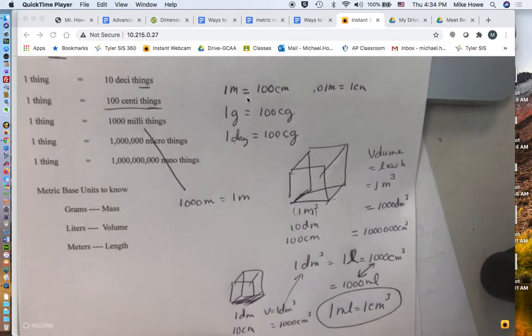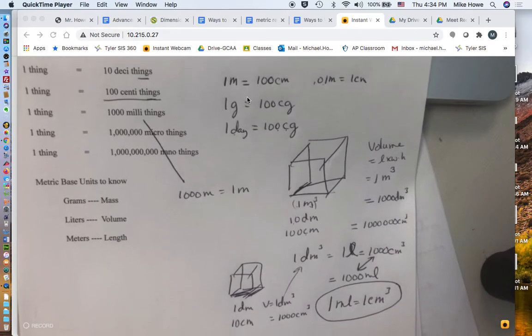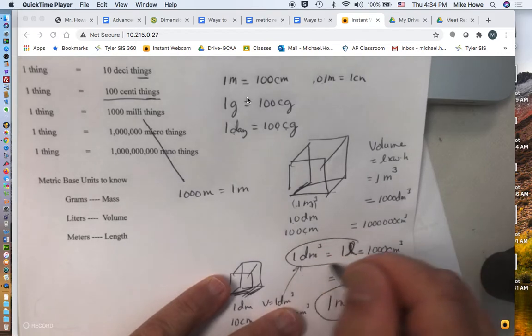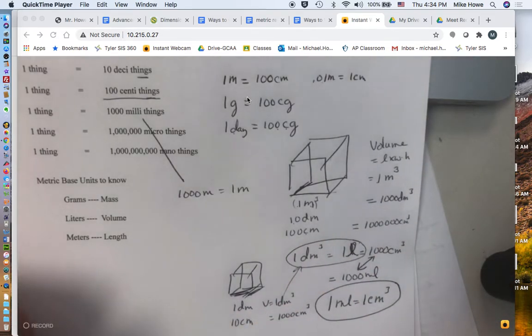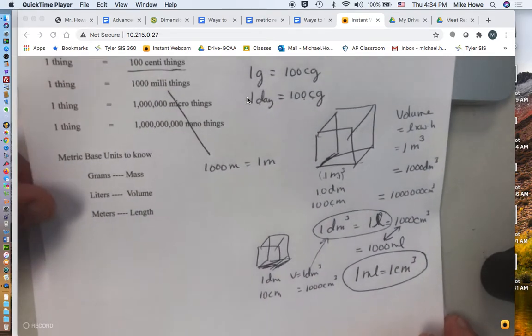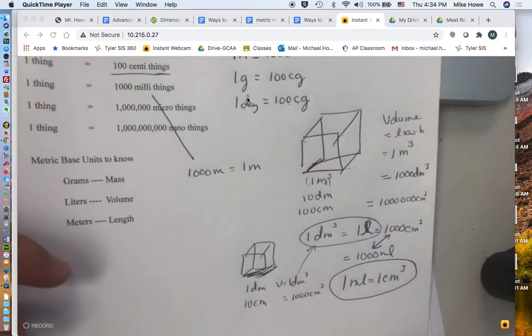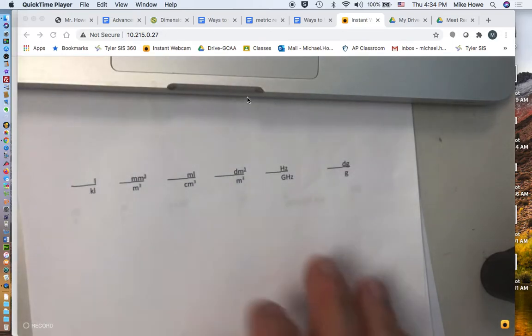You need to know that relationship. 1 milliliter equals 1 cubic centimeter. And then, of course, 1 decimeter cubed equals 1 liter. 2 relationships that are important, tying together different units of volume. All right, so that was a little review of metric relationships in cubics.